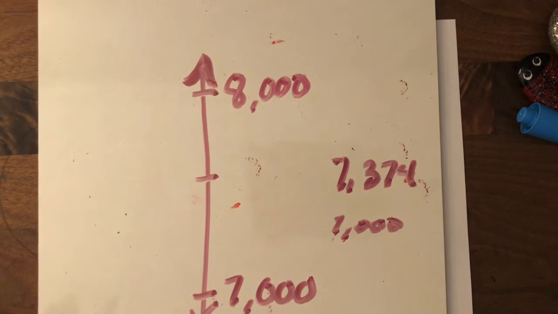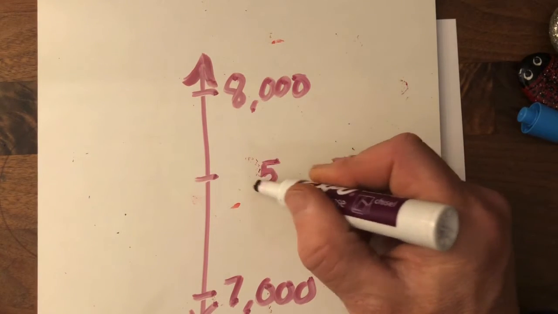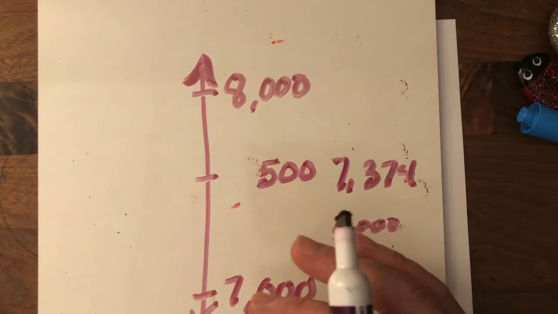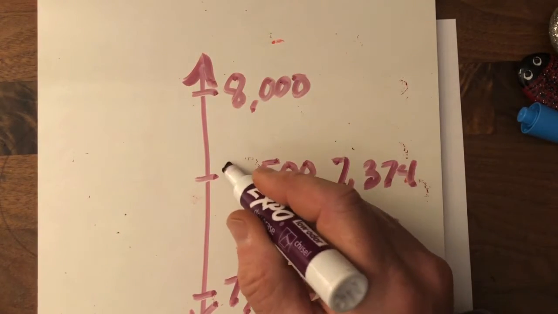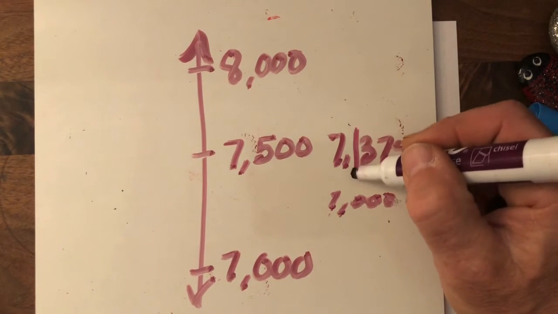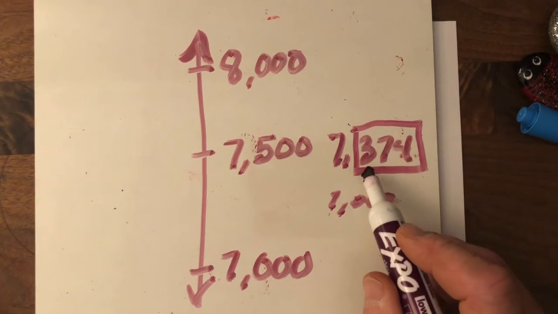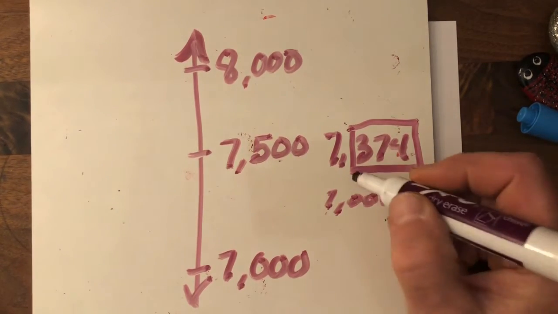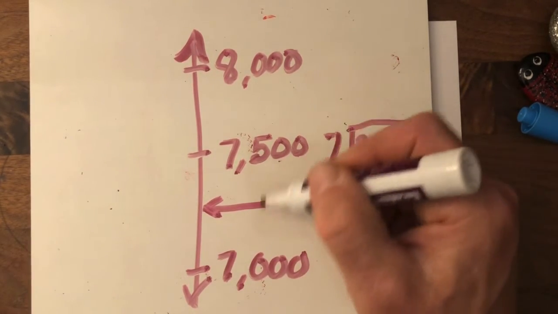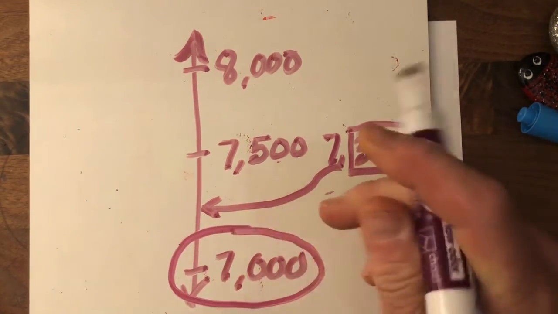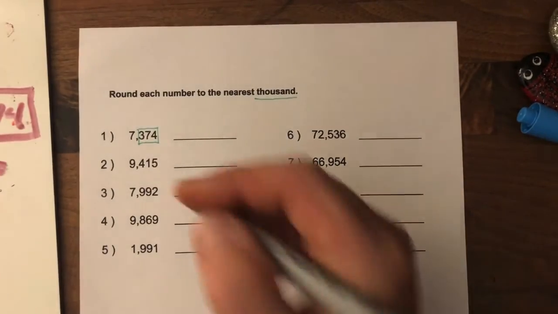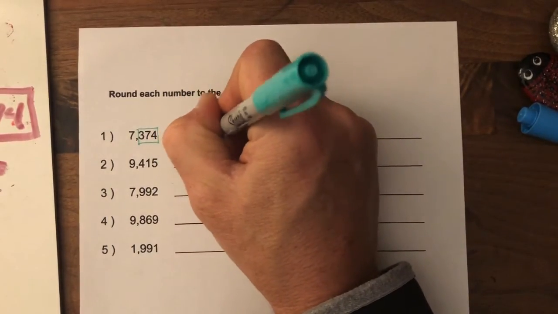Halfway point between 0 and 1,000 is 500. I can just write that in automatically because I'm rounding to the nearest 1,000. So it's halfway between 7,000 and 8,000, so this must be 7,500 between those, okay? So 374, just like I mentioned before on the worksheet, is lower than 500. So I know that lands in here somewhere, okay? So I know if I'm on the bottom side, it has to round down to 7,000. Be careful here. You might be starting to understand this a little bit better. So this is 7,000.